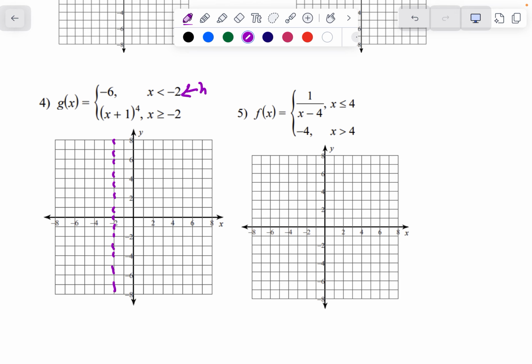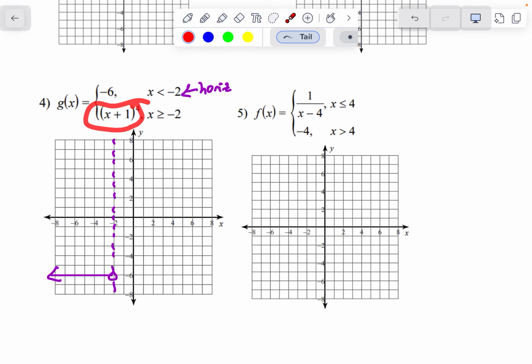This is a horizontal piece. So you just go to -6. I'm not allowed to equal the border. And I just go over to the left. That's it. So I love the horizontal pieces. They're great. Okay.